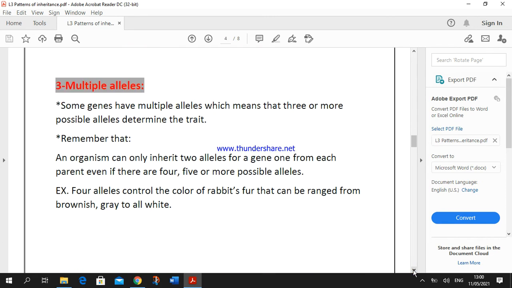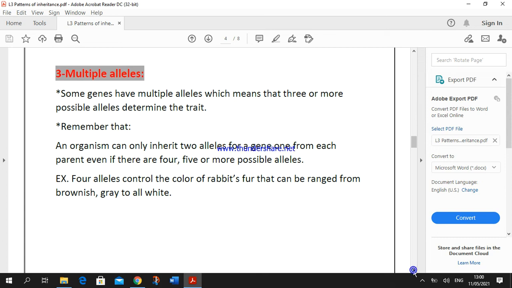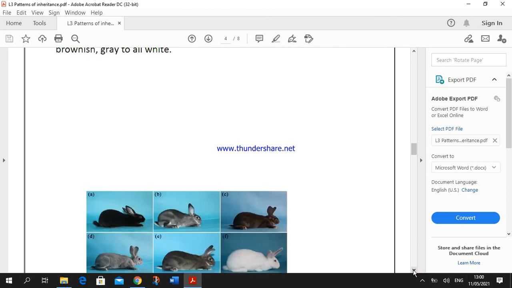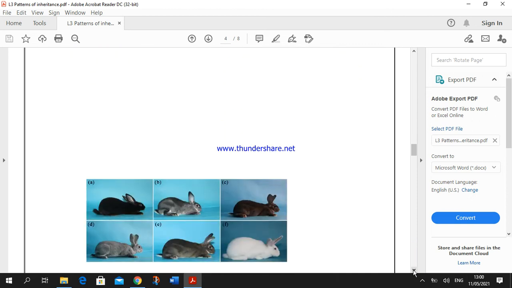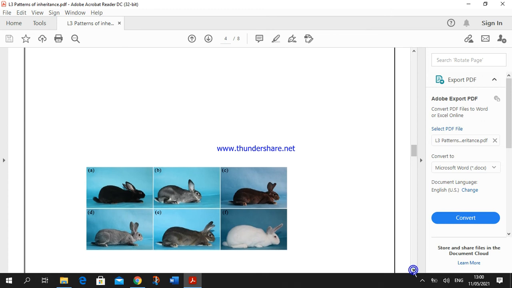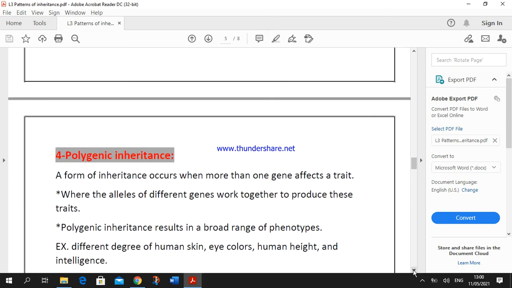Multiple alleles. Some genes have multiple alleles, which means that three or more possible alleles determine a trait. But remember that an organism can only inherit two alleles for a gene, one from each parent, even if there are four, five, six or more possible alleles. We have an example of four multiple alleles: four alleles control the color of the rabbit's fur, and the fur can range from brownish gray to all white.